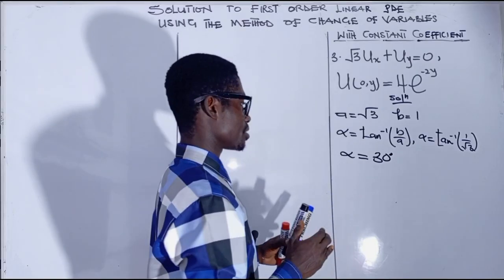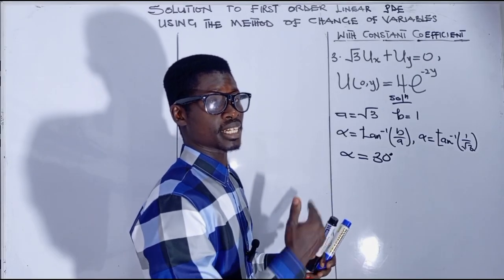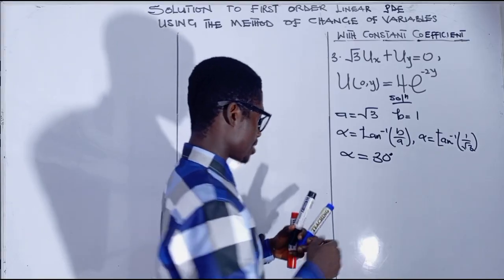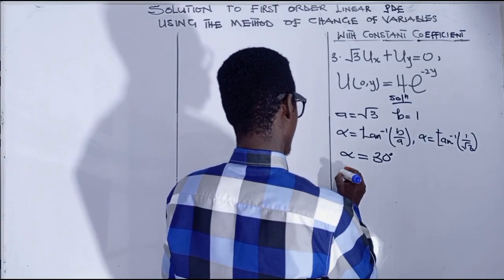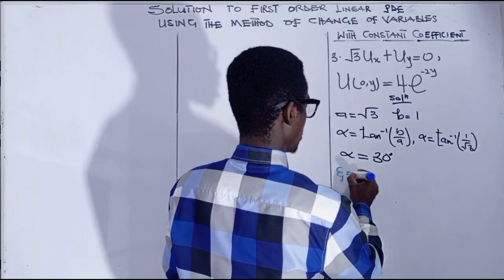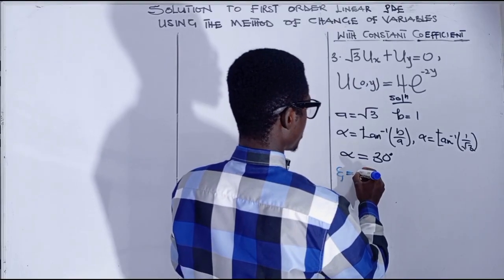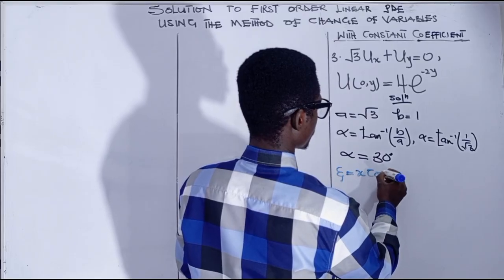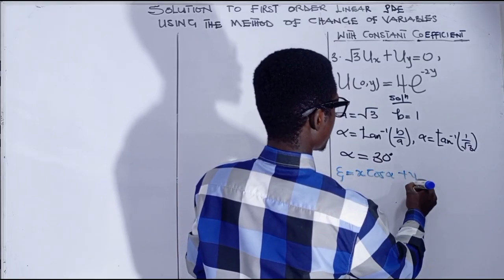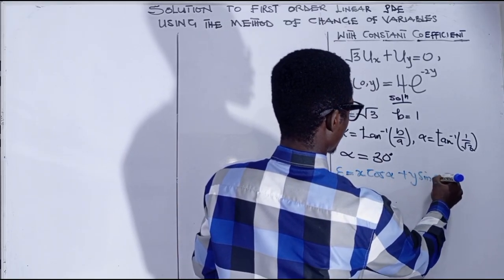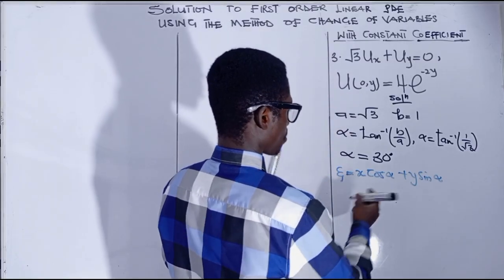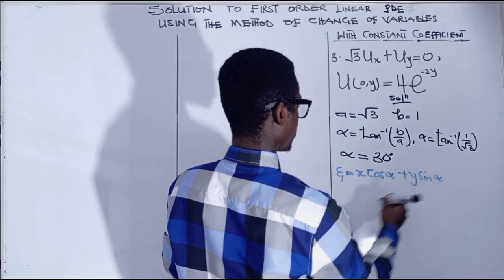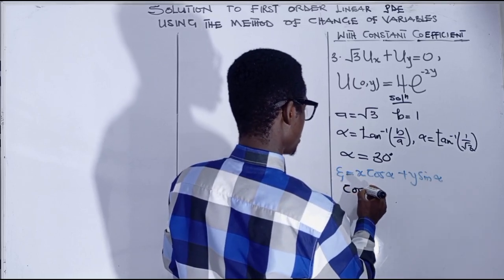Now once we have this, we find the expression for xi and the expression for eta. So our xi is given as x cos alpha plus y sin alpha. From here we can find our cos alpha and our sin alpha. So cos alpha is what?